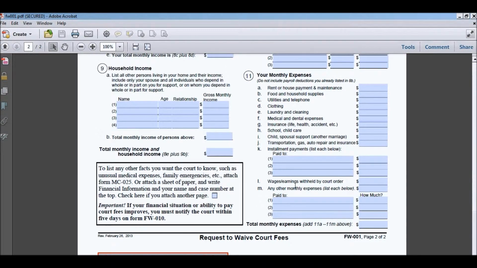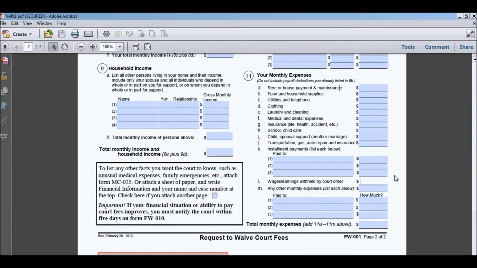And for L, those are going to be like wage garnishments or earnings withholdings. For example, let's say that you got sued and you owed somebody, let's say a credit card company, you owed them $5,000 and you're paying them off at $800 a month, something like that. You would list out your $800 right here.